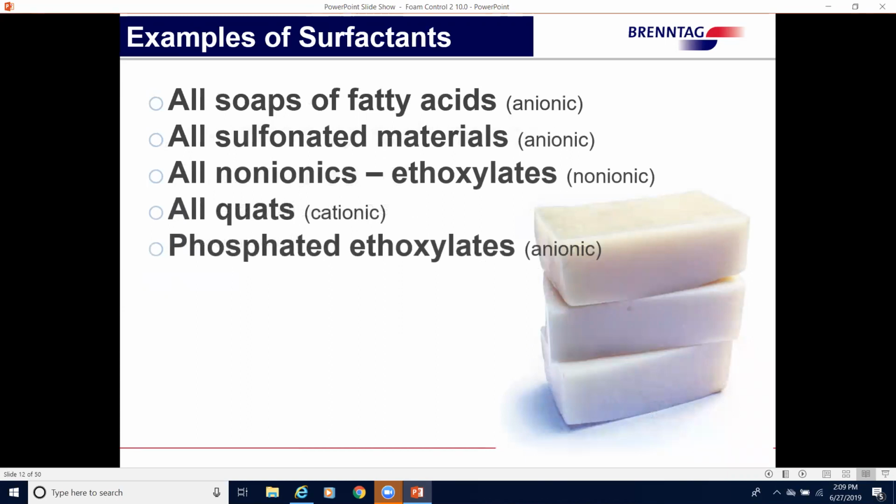So, while we're on the topic of surfactants, I'll touch on the different examples of surfactants that we typically see. There are many anionic, such as soaps of fatty acids, sulfonated materials, phosphate ethoxylates, and then you have the quats and the non-ionics, ethoxylates as well.